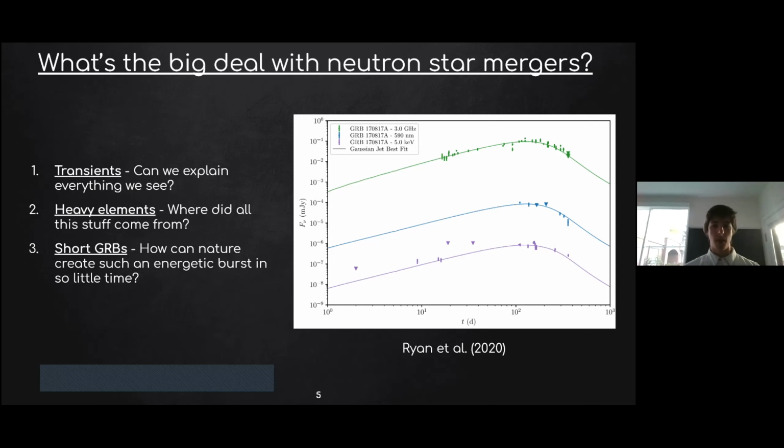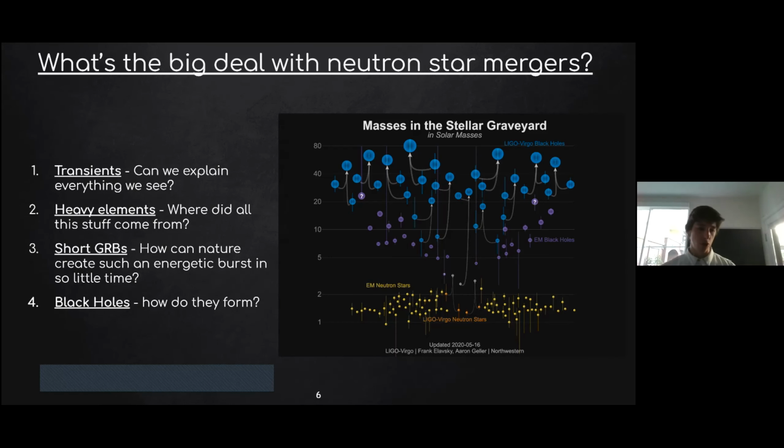And finally, neutron star mergers are one of the channels that form black holes, and so it's currently an open question as to how a lot of the larger mass black holes formed. Whether some of these are formed inherently in the early universe, or how smaller objects combine to form larger black holes. This pathway is still poorly described, and neutron star mergers are part of this picture. So there's a lot of mysteries that neutron star mergers are associated with.